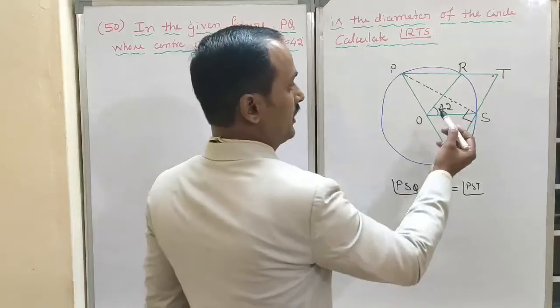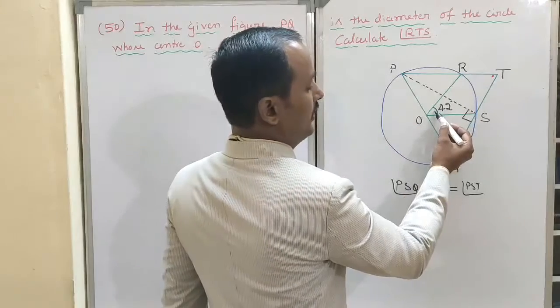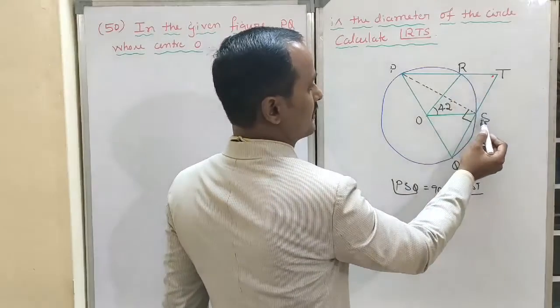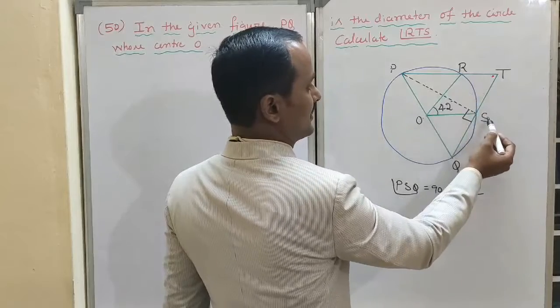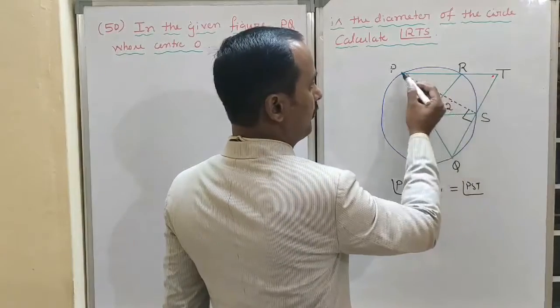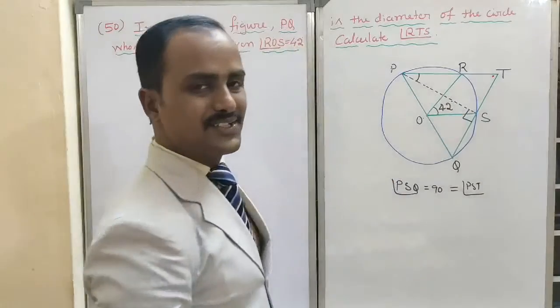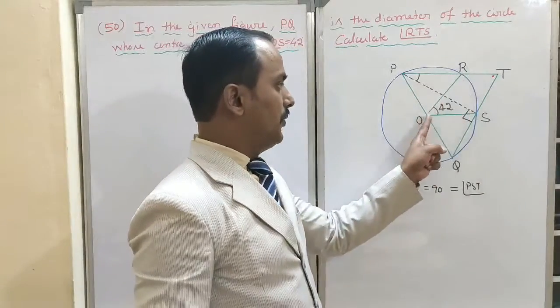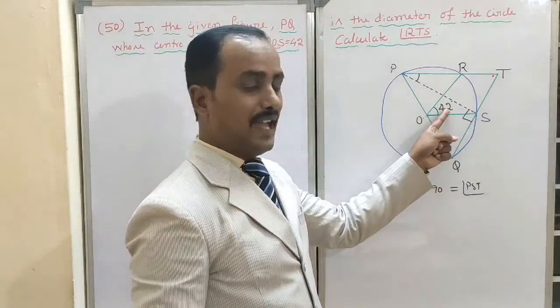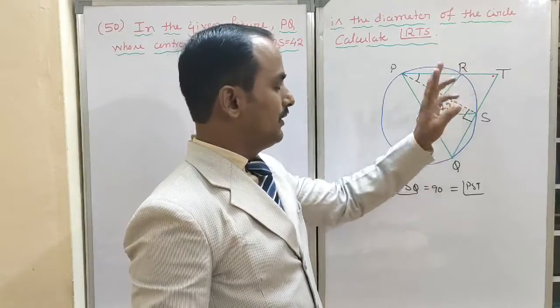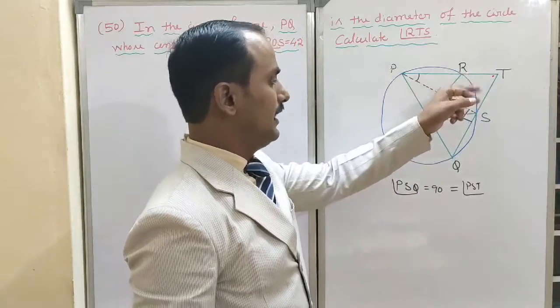Look here. See this angle, 42 degree, formed by the points R and S. The angle ROS and this angle RPS, these two angles are equal. Understood? ROS, this angle at the center. Otherwise, yes, correct, is it?